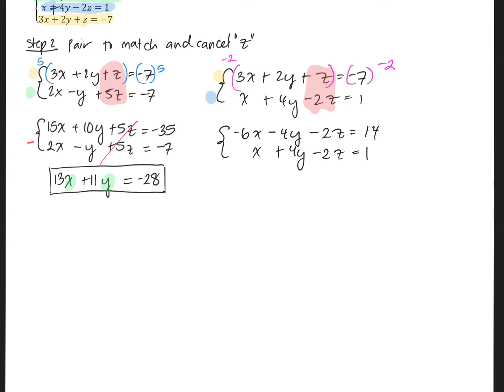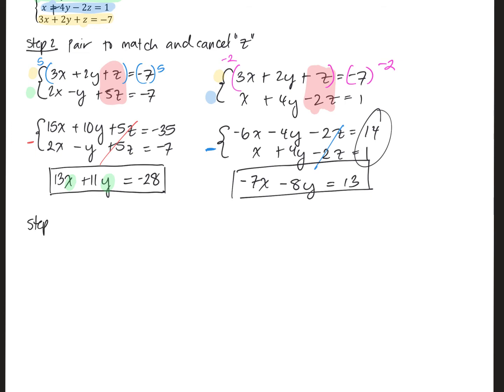let's see, to get rid of these z's, we should subtract, because those will cancel if we subtract. So then, subtracting away, we get -6 minus 1, -7x. Then the -4 minus 4y, -8y, equals 14 minus 1. The 14 minus the 1, that will give me 13. And I have my 2 equations in 2 variables.